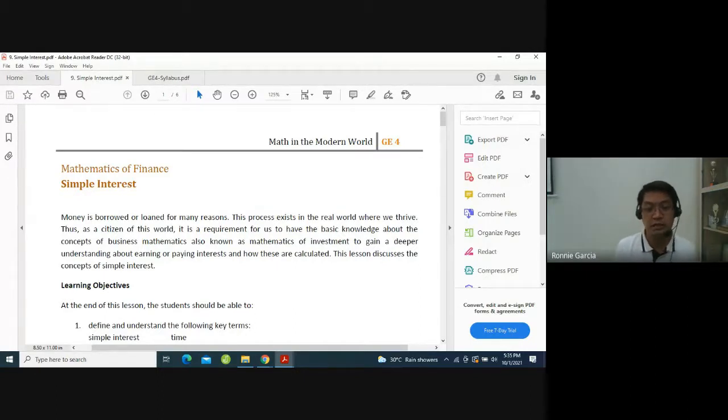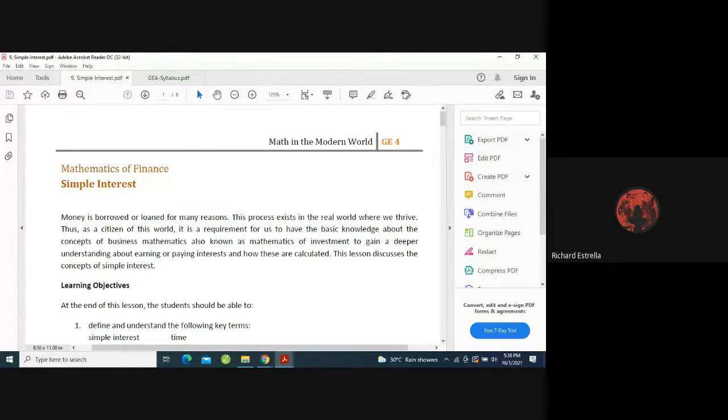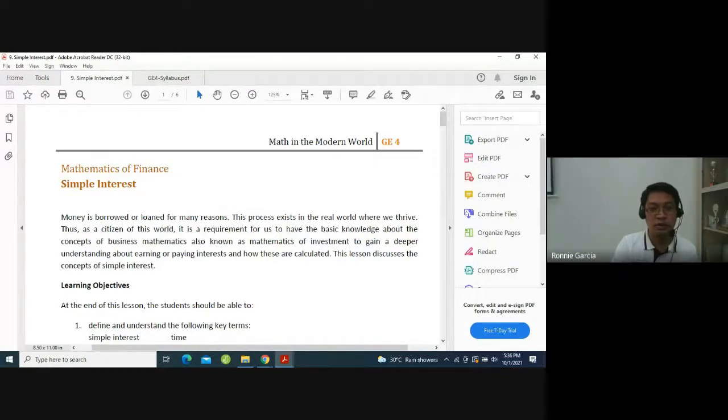So it's very clear that it is a requirement for us to have the basic knowledge about the concepts of business math because we are dealing with money. And some time ago, I don't know if you are familiar with those scams before. Were you involved in those scams? The investment scams, right? I don't know where you were involved, but that was part of the experience, so we can learn something. So we have to be careful with investments, with dealing with business.